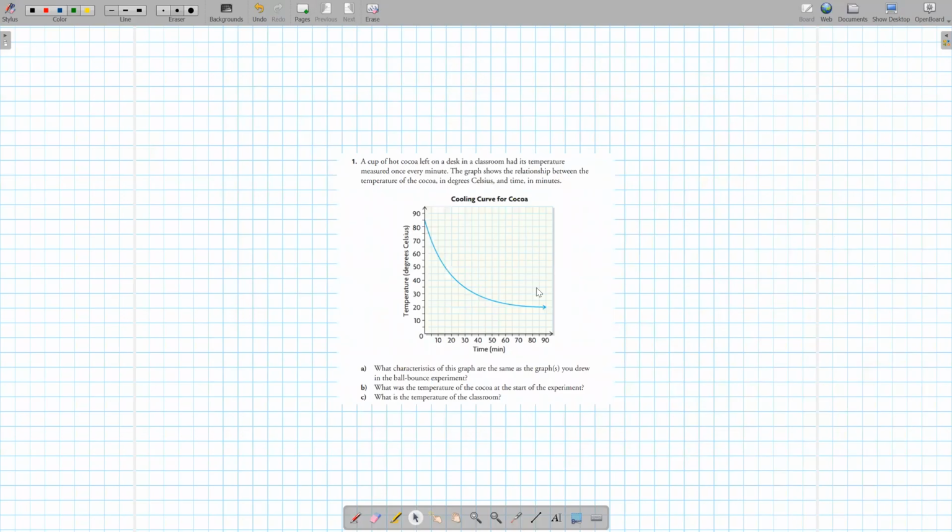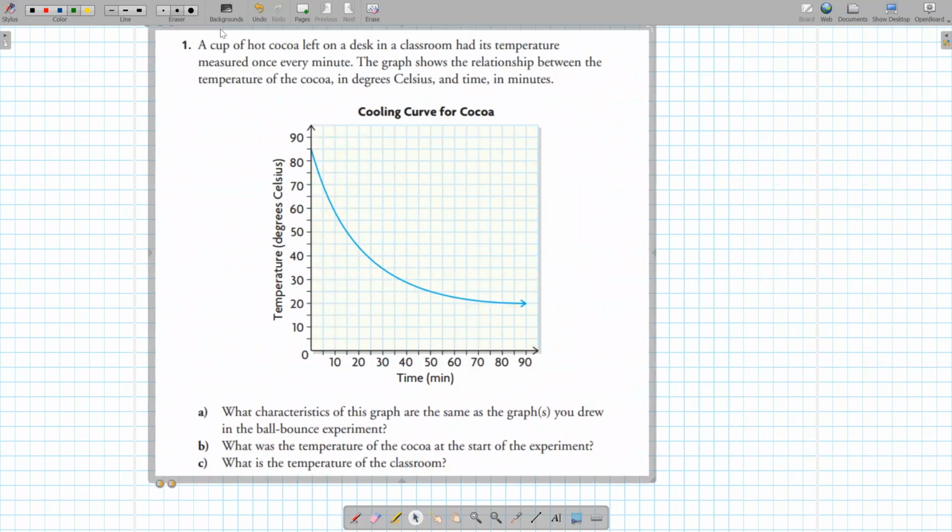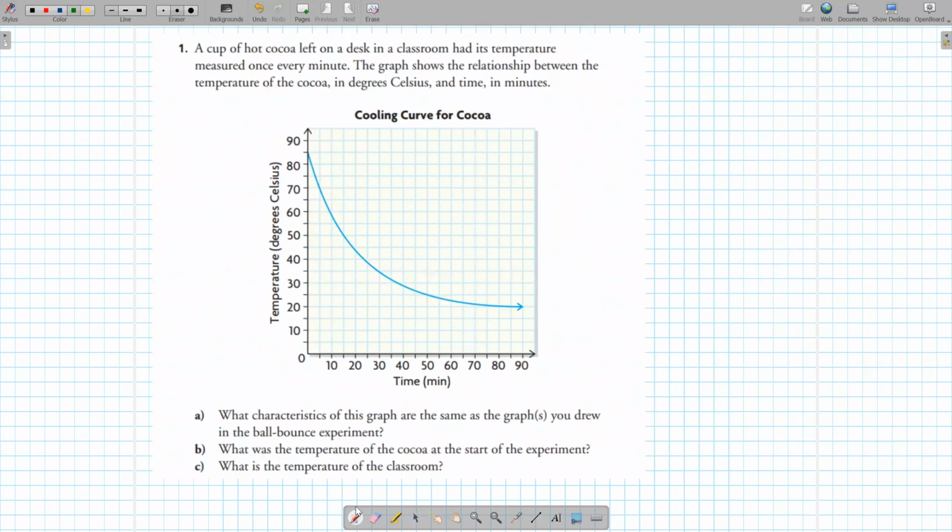Here, let's look at this one. Is this decay or growth? It's decay, right? It's going down. It's going straight down. On the y-axis, we have temperature. On the x-axis, we have time of a cup of cocoa.